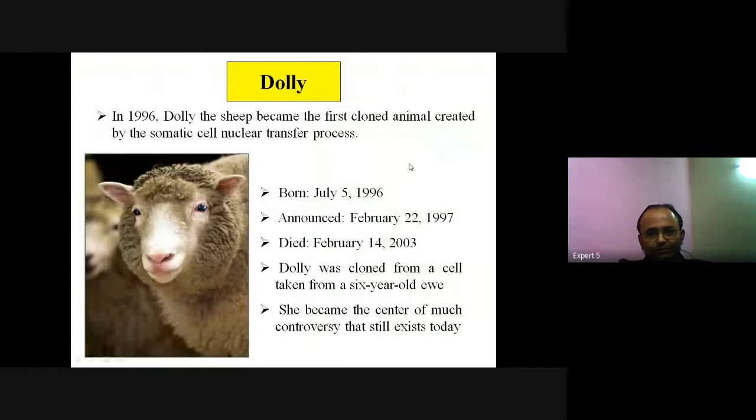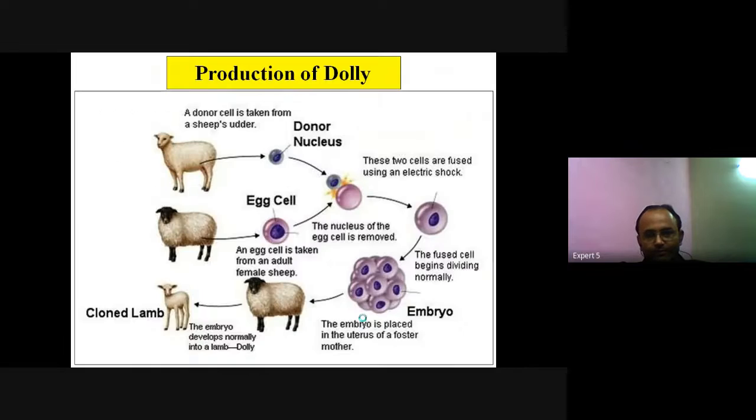The first cloned animal is Dolly, a sheep. In 1996, it was created by the somatic cell nuclear transfer process. Dolly was born on July 5, 1996, and it was announced on February 22, 1997. Dolly died on February 14, 2003. It was cloned from a cell taken from a six-year-old ewe. The production of Dolly became the center of much controversy that still exists today.